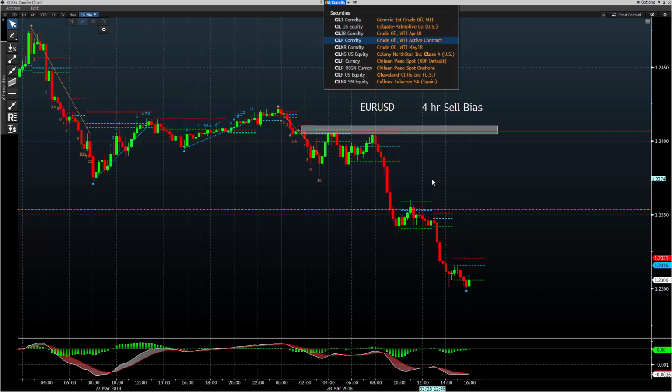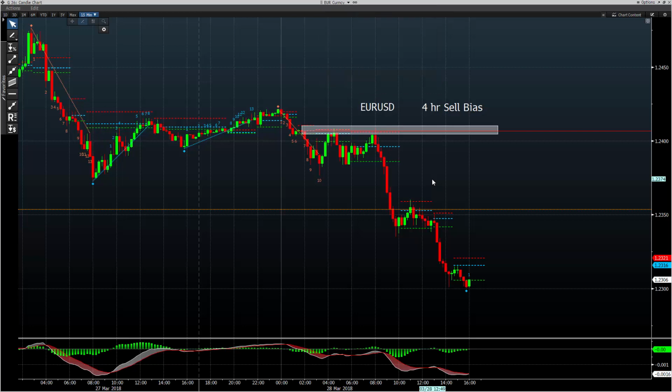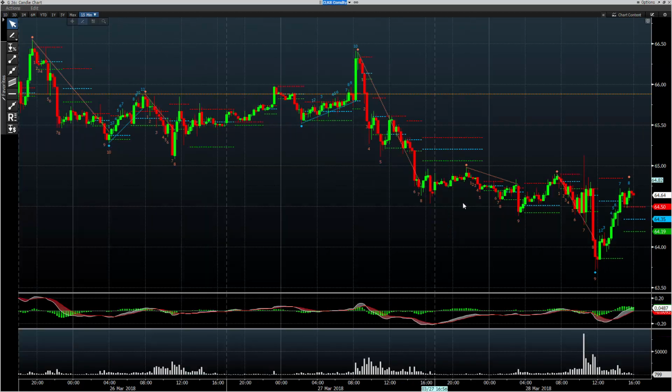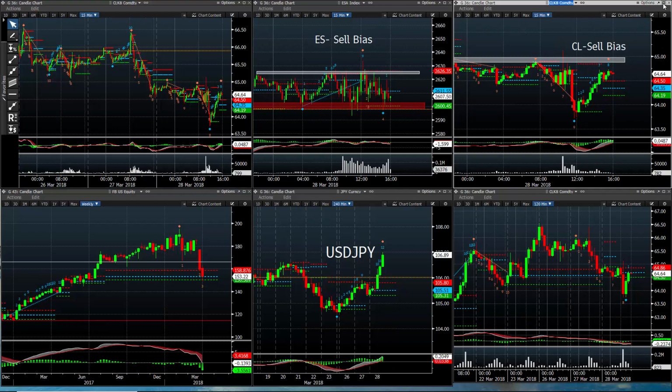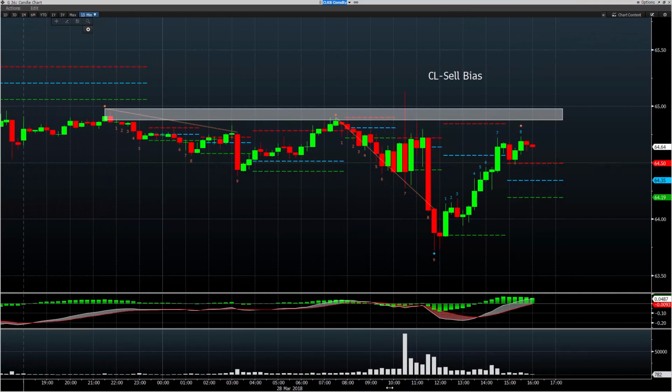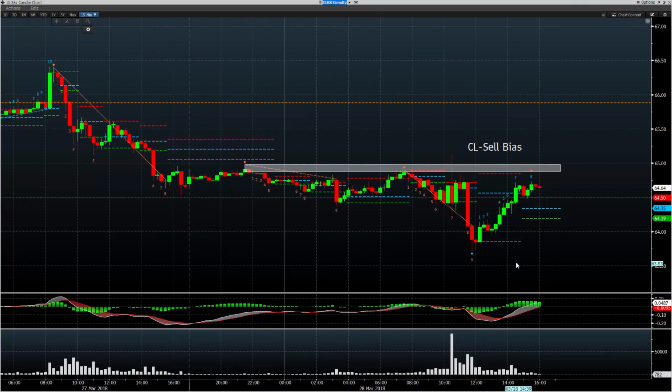So crude oil has been short the model, so there's kind of this leaning bias of wanting to look sell side. But again, it comes off the 4 hour. I already have the chart pulled up. What am I doing? Okay, sorry about that. So crude oil, again, 4 hour bias is sell side.